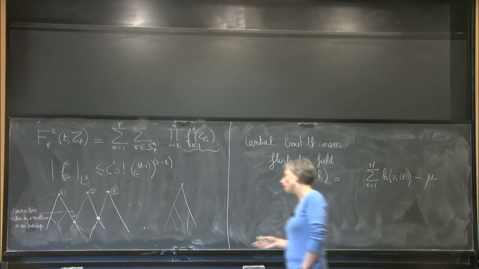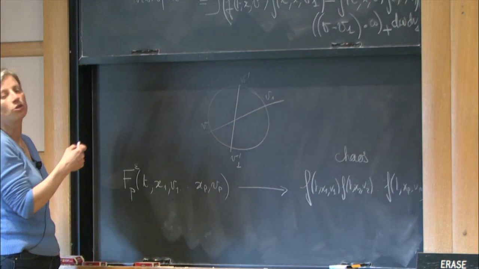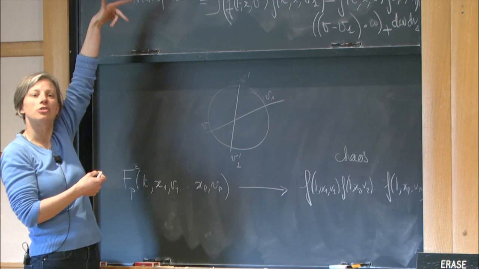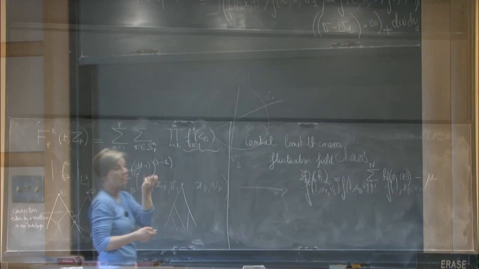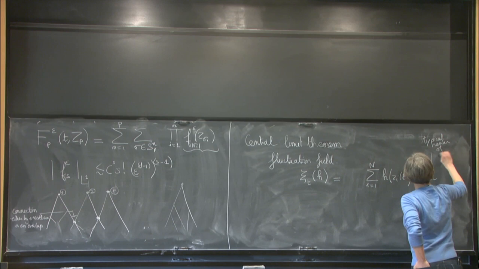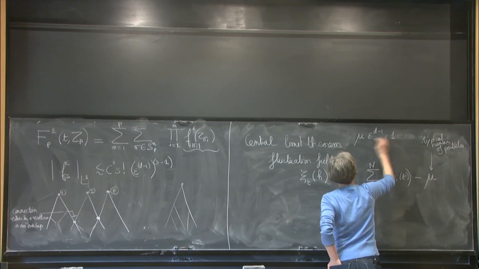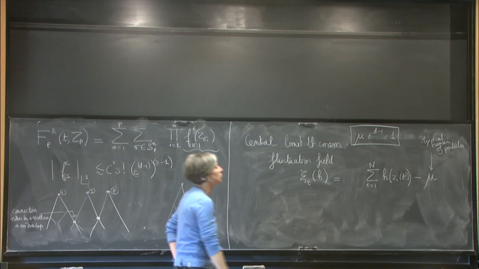Actually, I told you that I fixed the number of particles, which is not exactly true, because what we use is this grand canonical setting, and grand canonical means that you have a law for this number of particles, which is essentially a Poisson law. So what you know is not the exact number of particles, but just the average number of particles, and the average number of particles is mu. This is a typical number of particles, and it is related to the size of the particles: mu times epsilon to the d minus 1 is equal to 1. This is the Boltzmann-Grad regime, or low density regime.